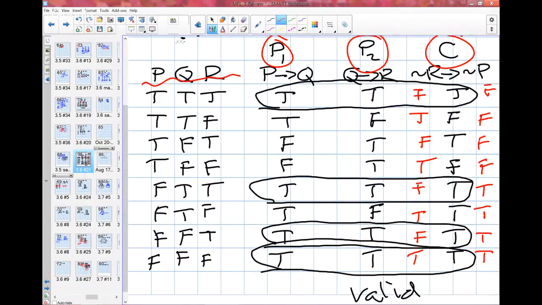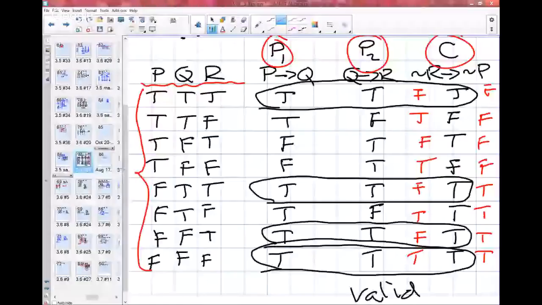And in order to do that, I need to go half and half first. So 4 trues, 4 falses. And then the second column, Q, go by 2s: T, T, F, F, T, T, F, F. And the last one, R, go by ones: T, F, T, F, T, F, T, F.